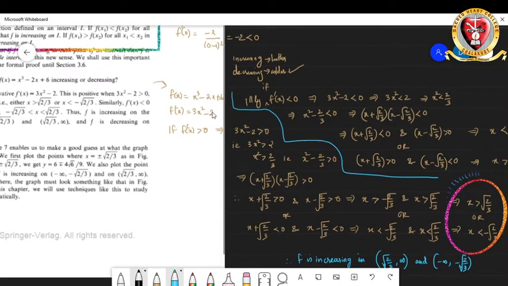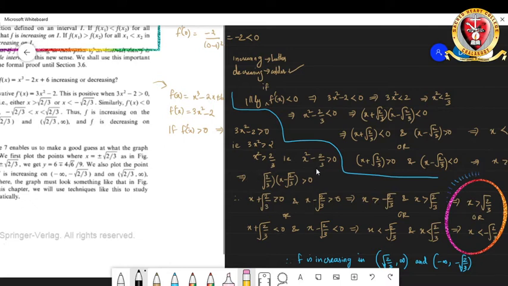That will mean 3x square minus 2 is strictly greater than 0. That is, 3x square is strictly greater than 2. That is, x square is strictly greater than 2 by 3. That is, x square minus 2 by 3 is strictly greater than 0. So here there is a slight variation.